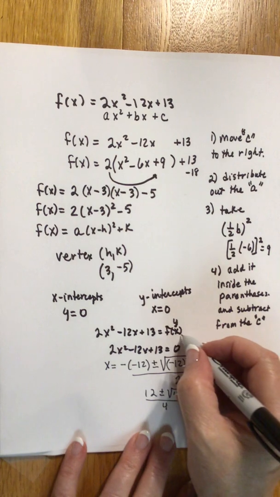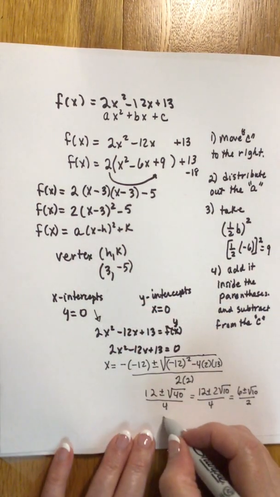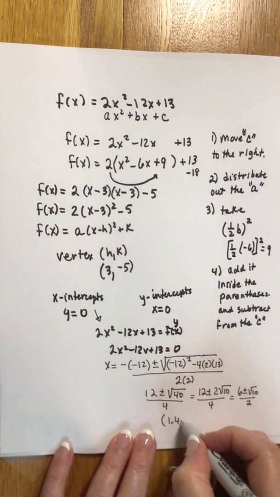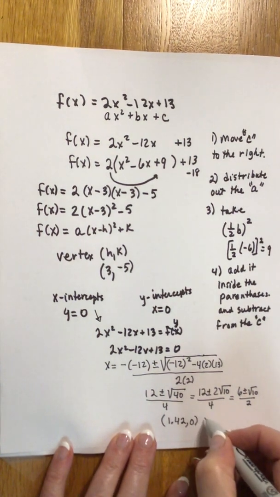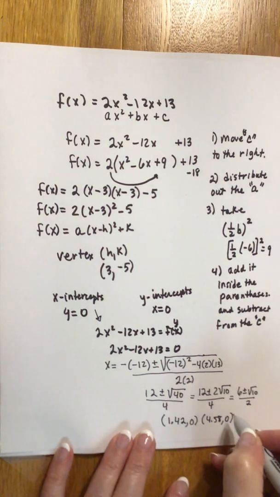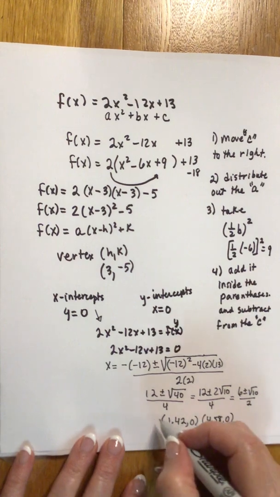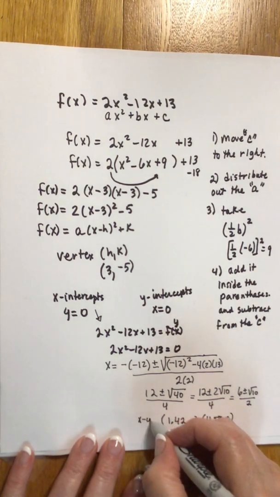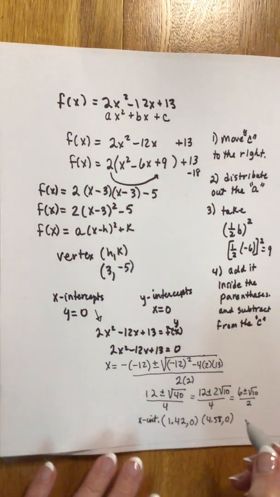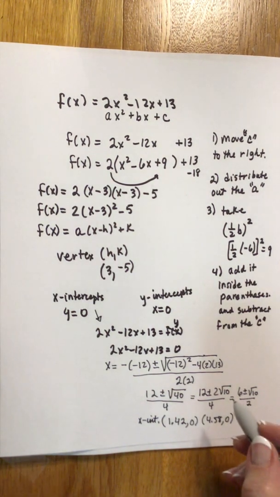I set y equal to 0, so these are my x-intercepts, right? So my 2 points are going to be (1.42, 0) and (4.58, 0). Notice the y is equal to 0 on both of them. So these are my x-intercepts.